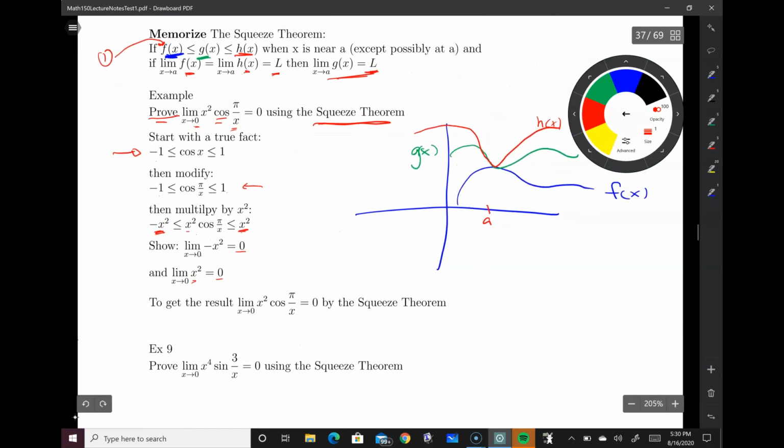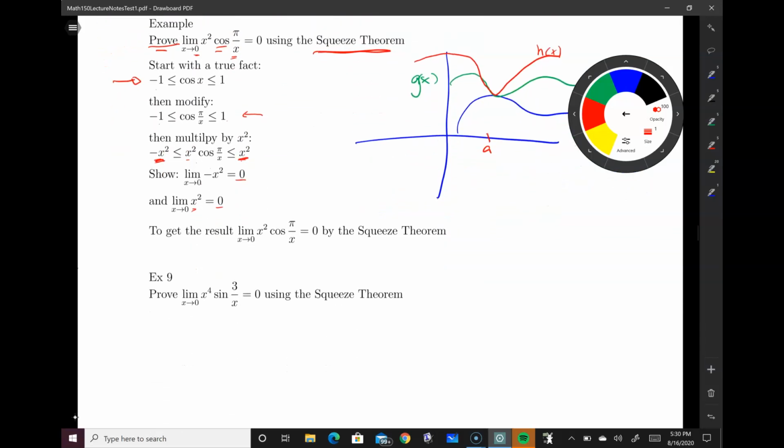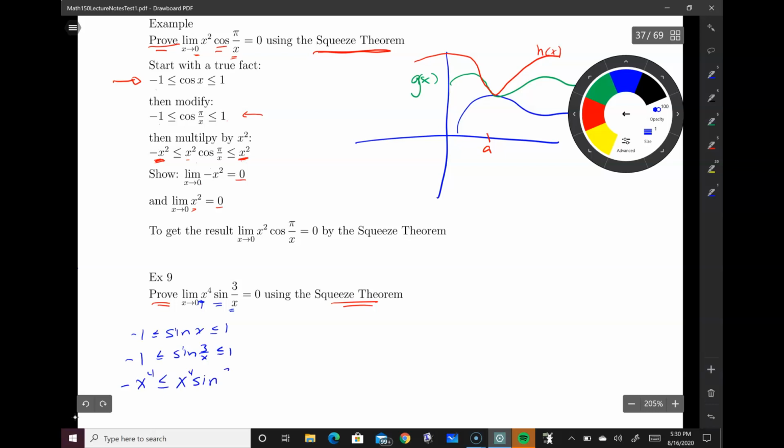Okay, so it'll feel kind of contrived. It's going to be very much like the one we just did. So here's my problem. It'll say prove using the squeeze theorem. So I'm going to start with the true fact, and I'm going to see that sine of x is the function. You're going to get very similar problems to ones that I present, so you can all just follow the pattern. The next thing I'm going to say is I know that sine of 3 over x, that is given in the problem, keeps it between 1 and -1. Then I'm going to multiply through by x to the 4th, because that's what's in this problem.